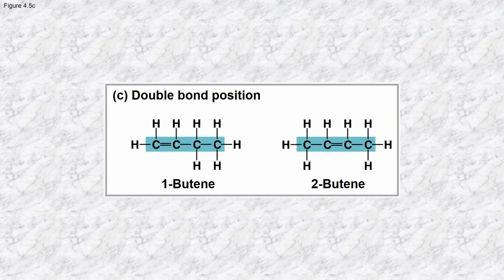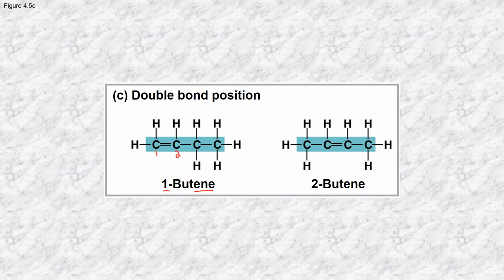Let's look at double bond position. Here we have butene. Remember butane had 4 carbons in a row. Now we've got butene. Since it ends in -ene, it must have a double bond. In this case, the double bond is between carbon number 1 and carbon number 2.